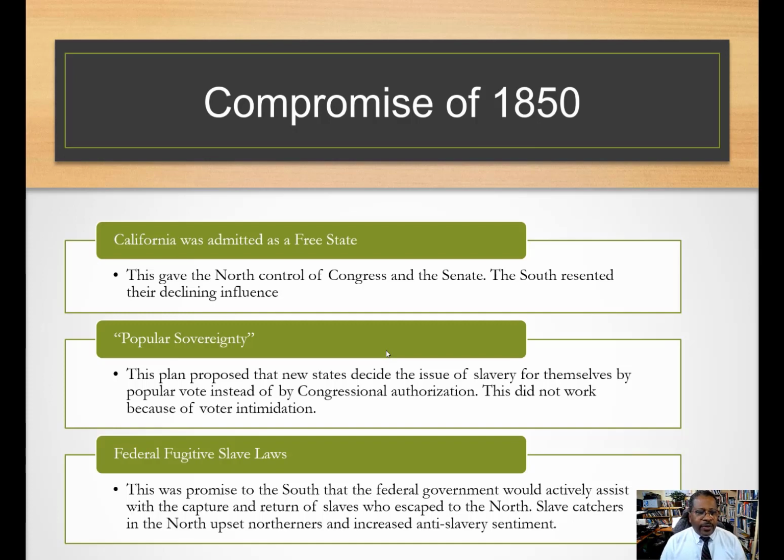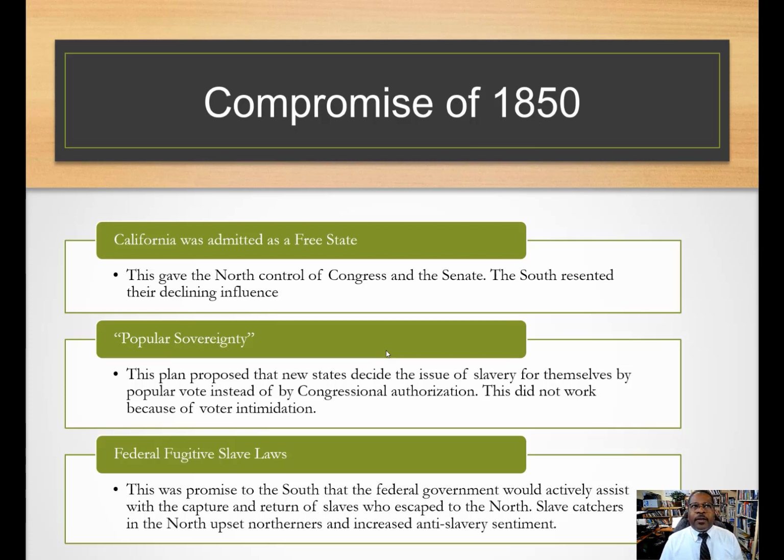One plan that was proposed was the idea of popular sovereignty. It was getting very controversial in Washington, debating these issues. So one idea, as I have on the slide here, is called popular sovereignty. What that means is that each territory would hold an election, and they would decide for themselves if they wanted to be a slave state or a free state.